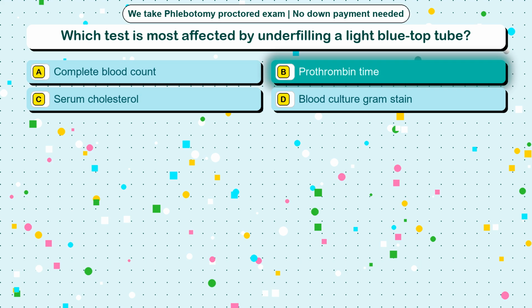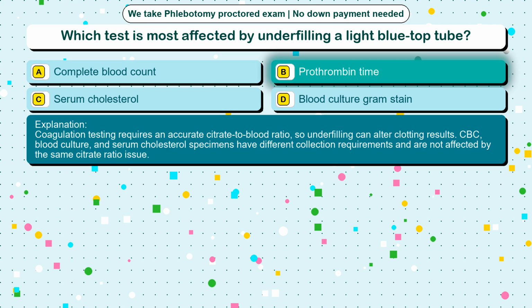The correct answer is option B. Prothrombin time. Coagulation testing requires an accurate citrate to blood ratio, so underfilling can alter clotting results. CBC, blood culture, and serum cholesterol specimens have different collection requirements and are not affected by the same citrate ratio issue.